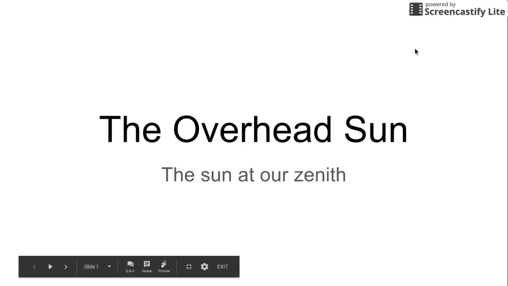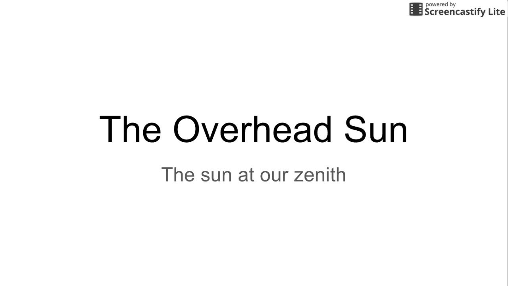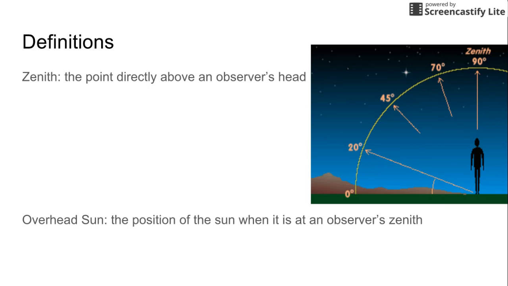Hi, everybody. Today's little mini lesson is going to be about the overhead sun, or in other words, the sun at our zenith. So, to get things started off, what do these two things mean? Well, the zenith is the point directly above an observer's head.